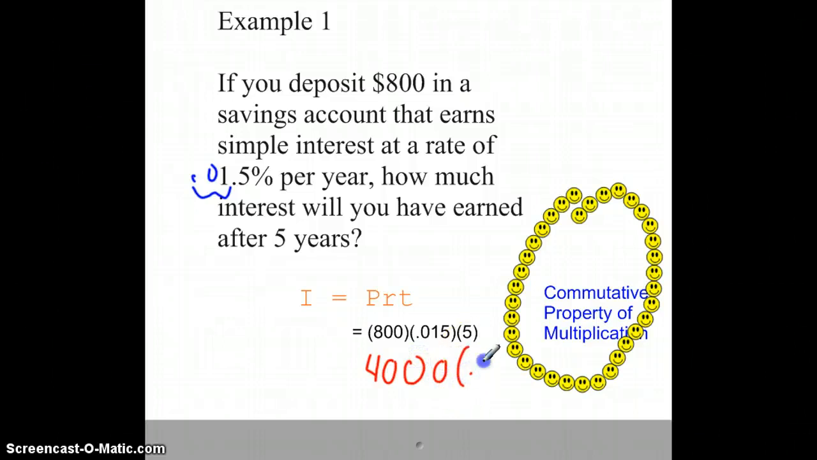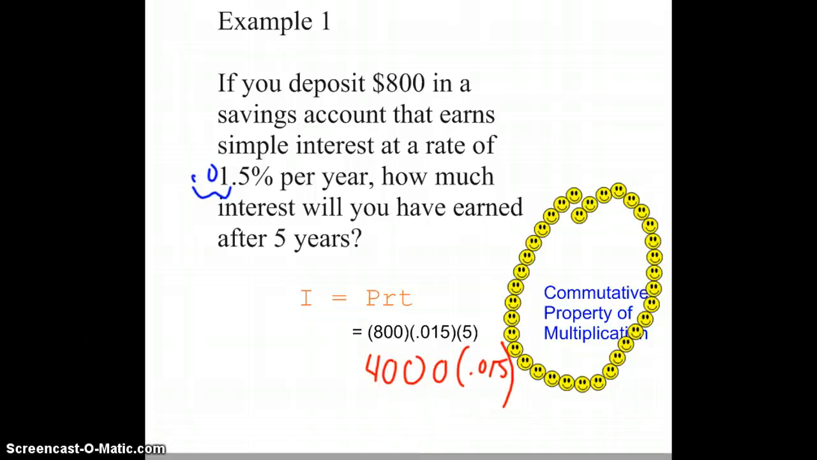Times 0.015. Okay, so 4,000 times 0.015 is what we're going to be doing. Let's take a look at it right up here. I forgot that right there. So we can do that right over here. We'll put it right up here. 4,000 times 0.015.